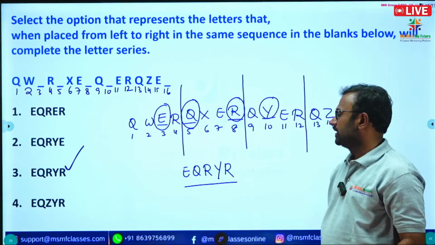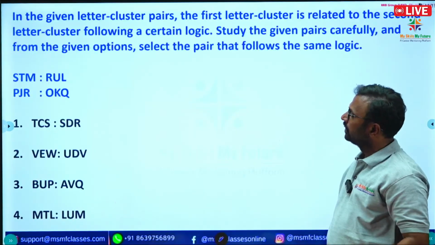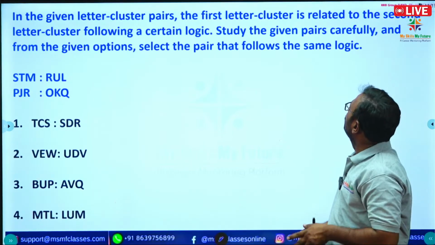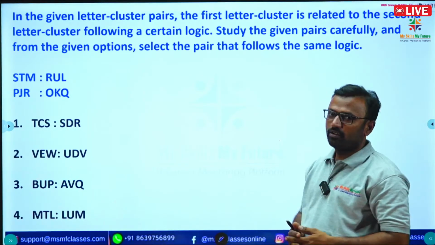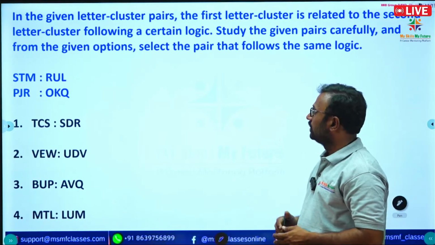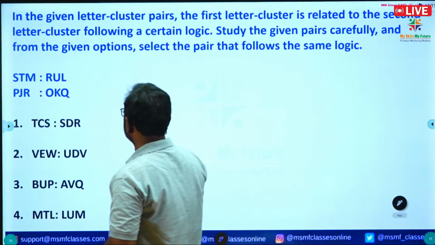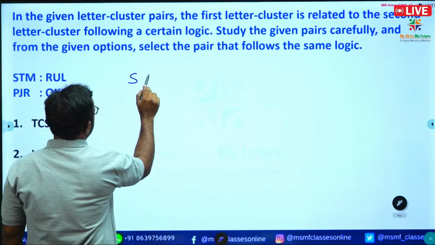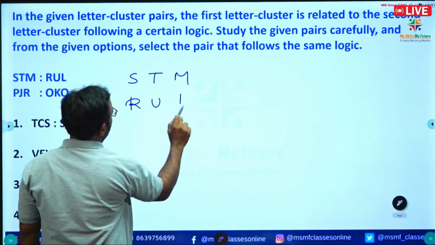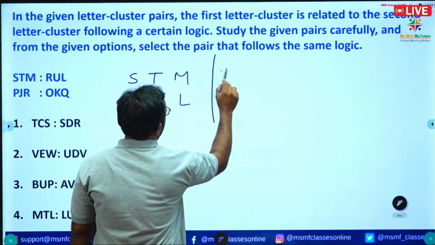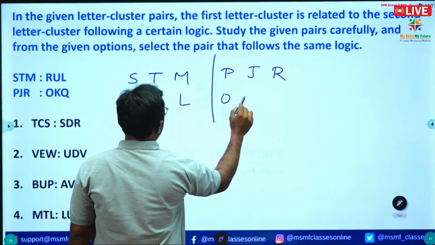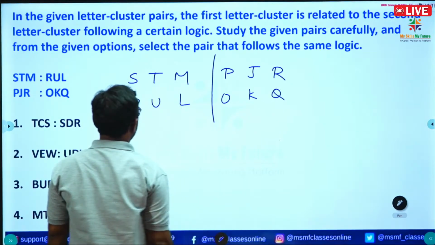Option 3 is correct. Right. Next question. In the given letter cluster pairs, the first letter cluster is related to the second cluster following a certain logic. Study the given pairs carefully and answer the options. Here S, T, M is written as R, U, L and P, J, R is written as O, K, Q.